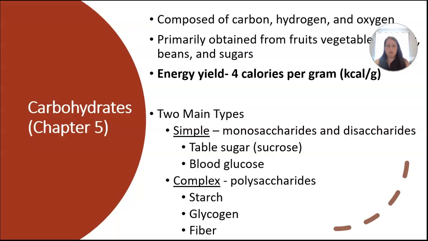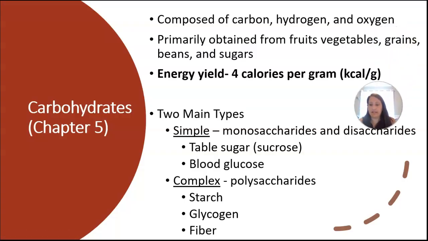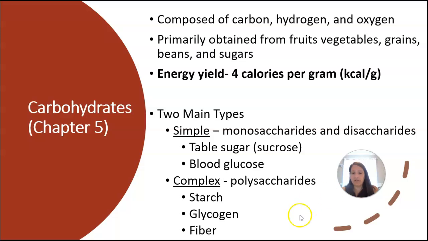Okay, so let's dive a little bit into carbohydrates. And I say a little bit because we're just going to scratch the surface. We will come back to this in chapter 5, where we'll talk about these in more detail. So carbohydrates are going to be made of just 3 elements. We've got carbon, hydrogen, and oxygen. We primarily obtain carbohydrates in our diet from fruits, vegetables, grains, hopefully whole grains, beans, and sugars.